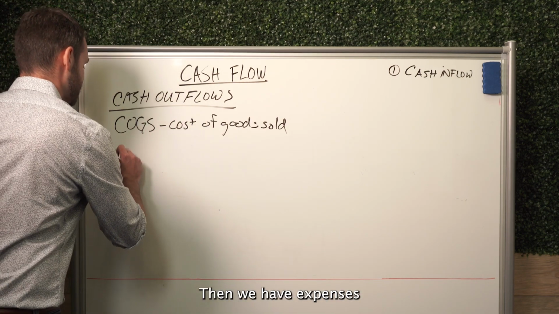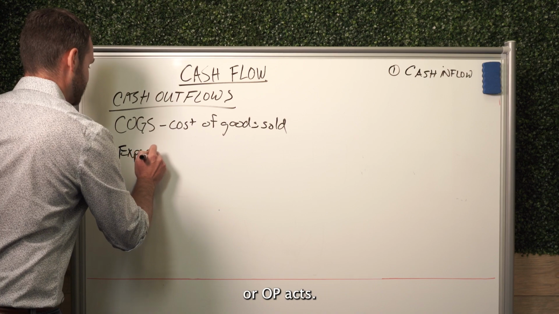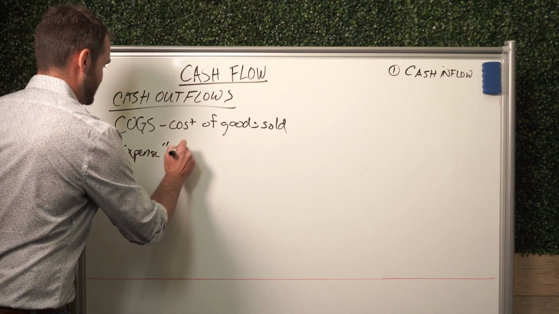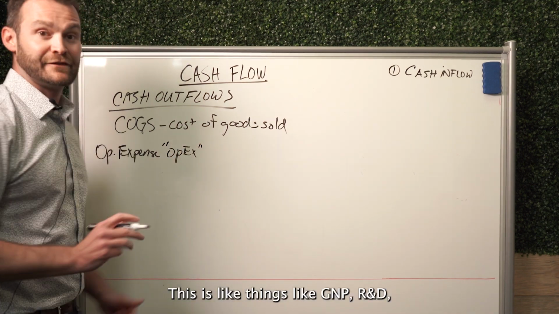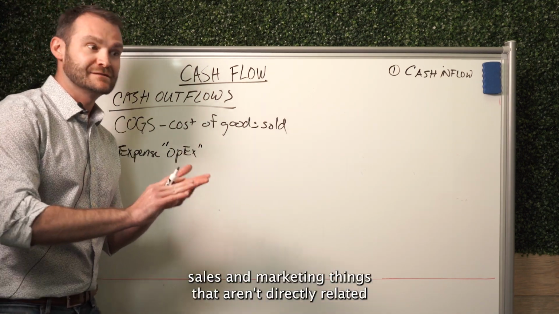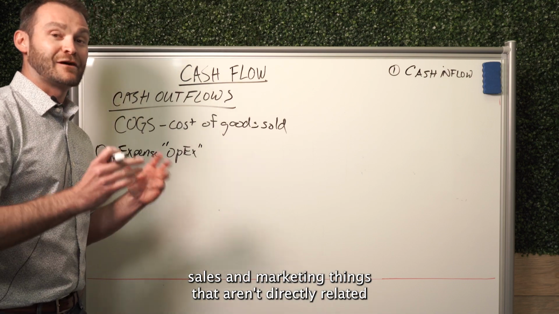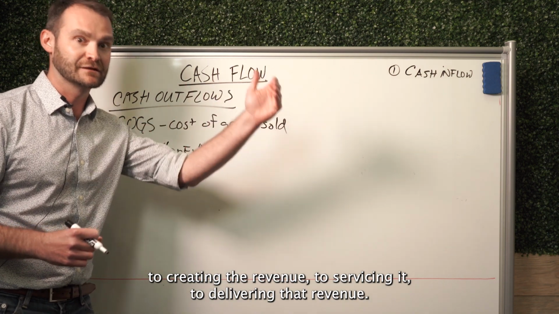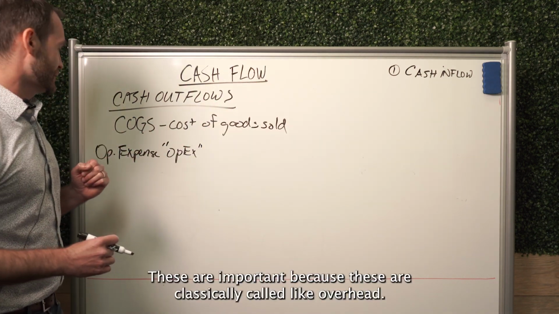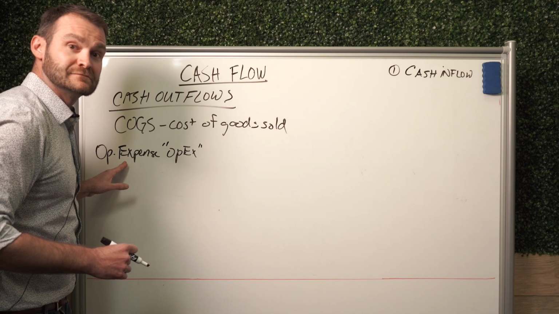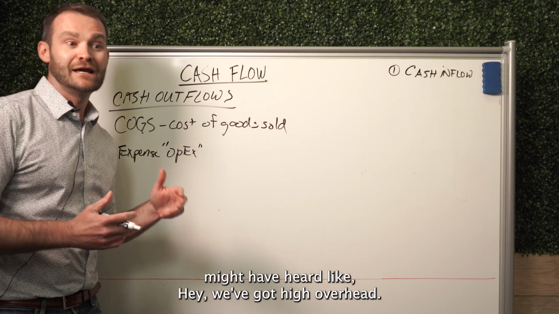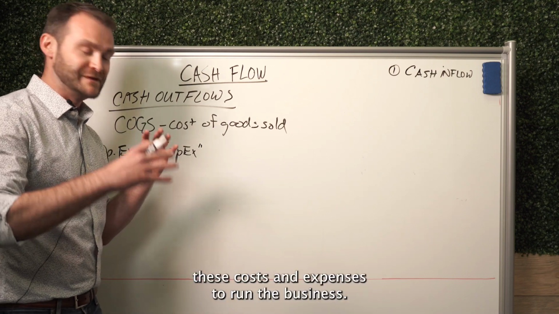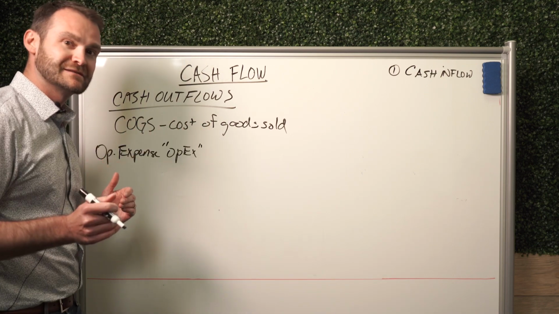Then we have expenses, or OpEx. This is things like G&A, R&D, sales and marketing, things that aren't directly related to creating the revenue, to servicing it, to delivering that revenue. These are important because these are classically called overhead. And you might have heard, hey, we got high overhead. Okay, well, what people are talking about are these costs and expenses to run the business.